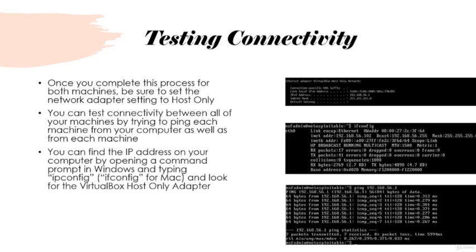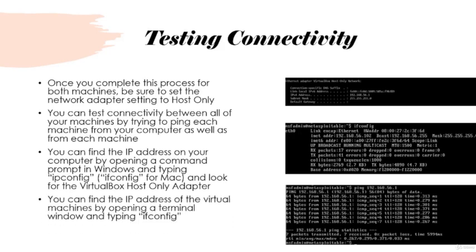Like I said, you can find the IP address by opening up Windows and typing in ipconfig, or in Mac or Linux typing in ifconfig. The virtual machines are Linux, so you can just use ifconfig to find it. Now let's actually go through the process of testing connectivity between these so I can show you guys that it actually works.